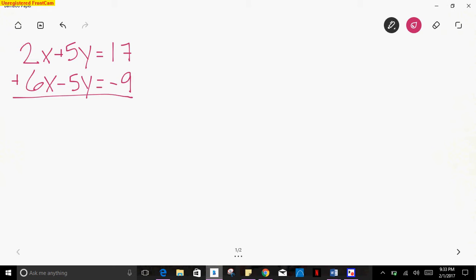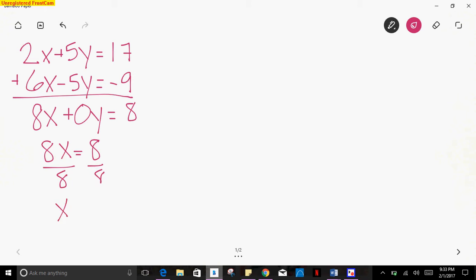We have 2x plus 6x, which is 8x, 5y plus negative 5y, which would be 0y, and 17 plus negative 9, which is 8. Right here, we eliminated our y's because we have 0 of them. So we just have 8x equals 8. Now we can very easily solve for x. So x equals 1. There's one of our answers.